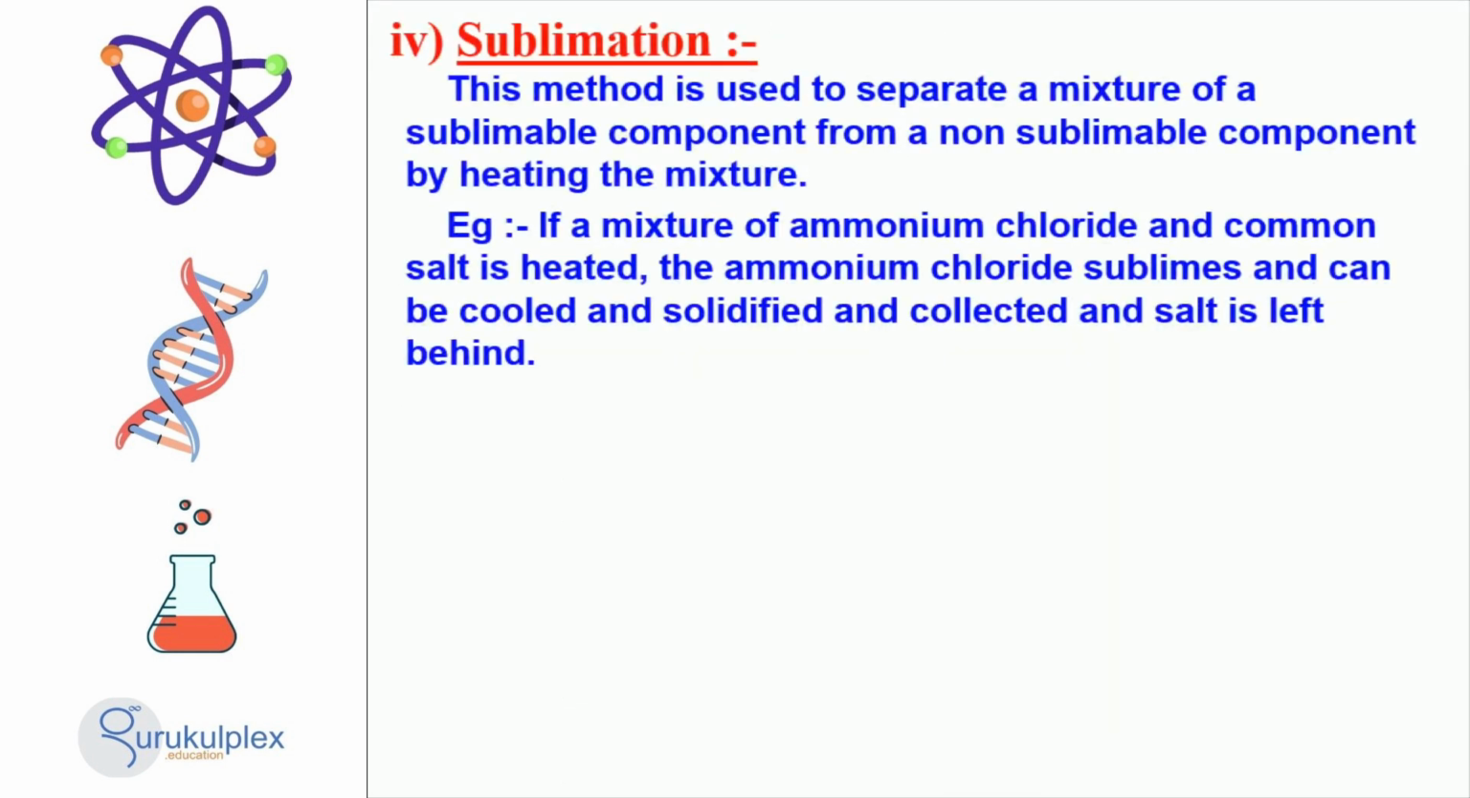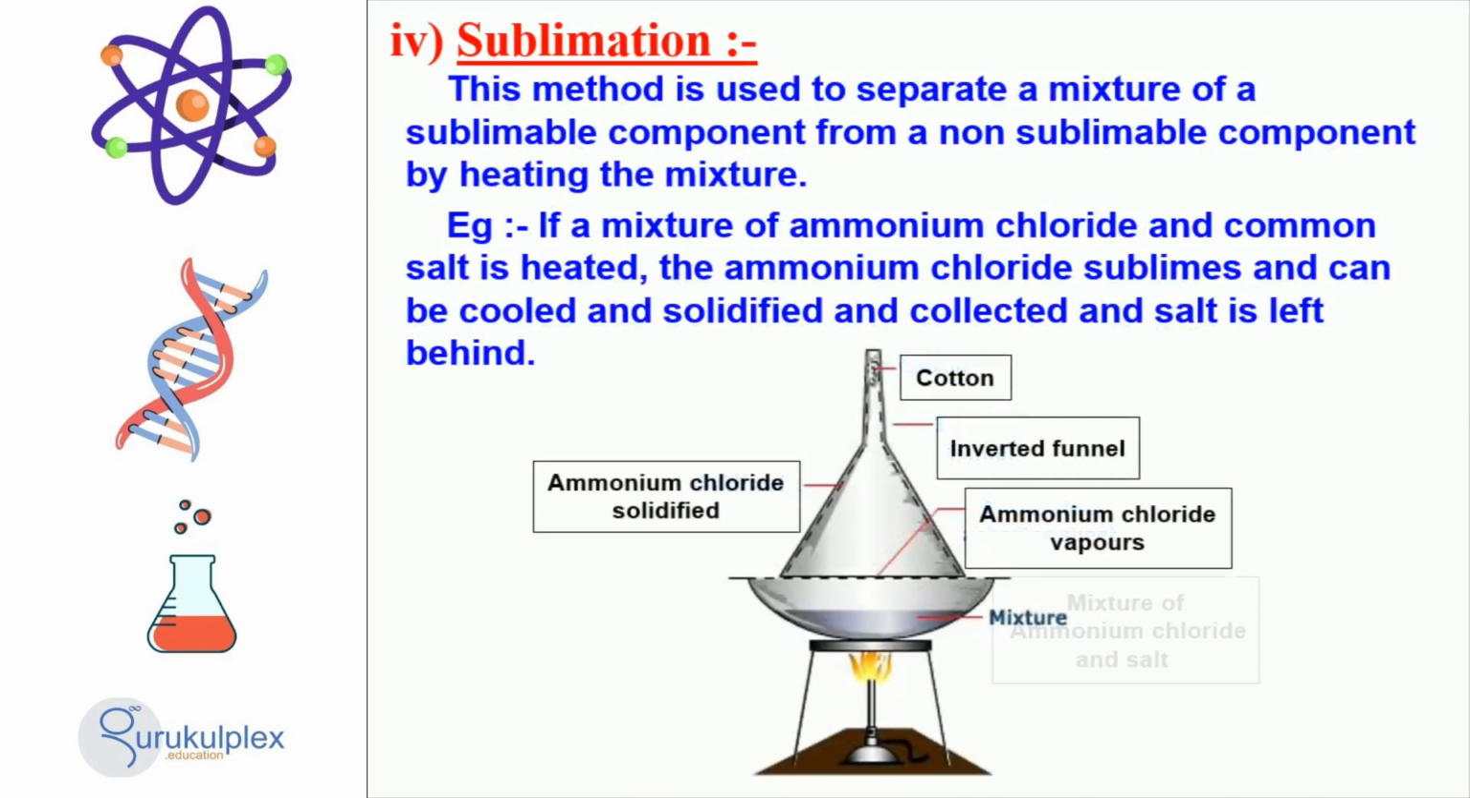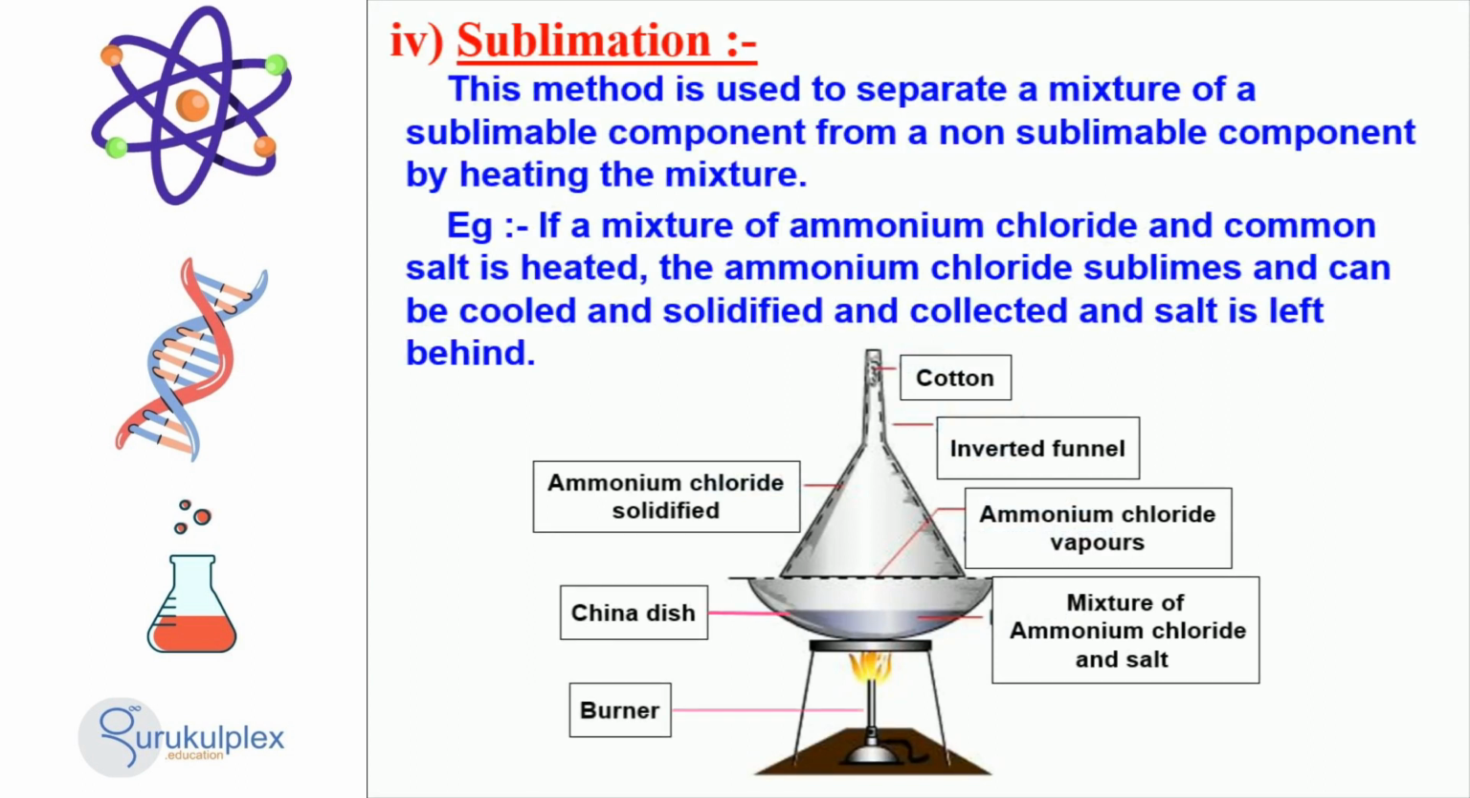Sublimation is a method of separation that works when a mixture of a sublimable and a non-sublimable component is present. When heated, the sublimable component changes into vapors and can be cooled and solidified separate from the non-sublimable component. An example of this is a combination of ammonium chloride and common salt. After being heated, the ammonium chloride sublimes and can be collected, leaving the salt behind. To make sure the method works properly, the correct equipment needs to be used, such as an inverted funnel, cotton, china dish, and burner.